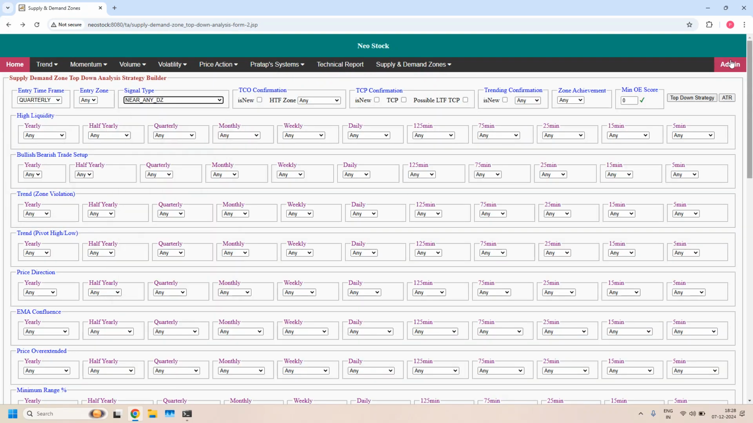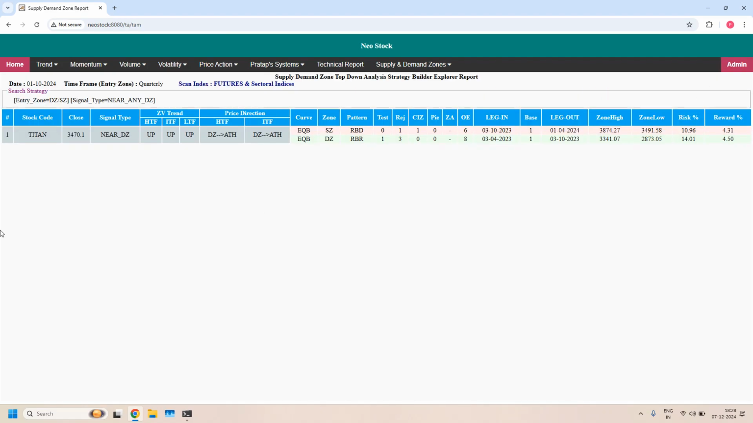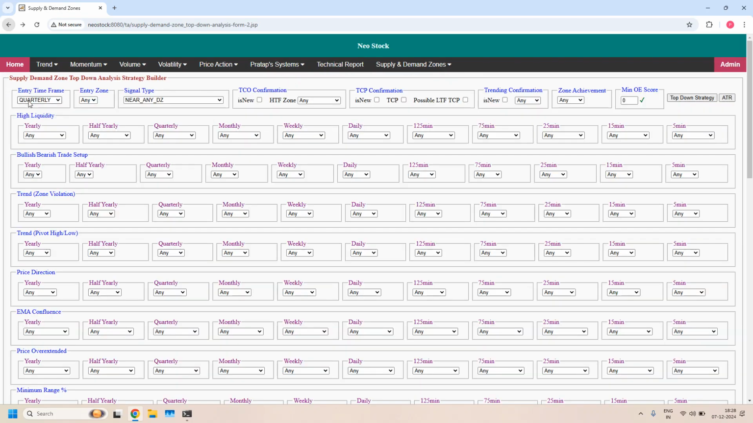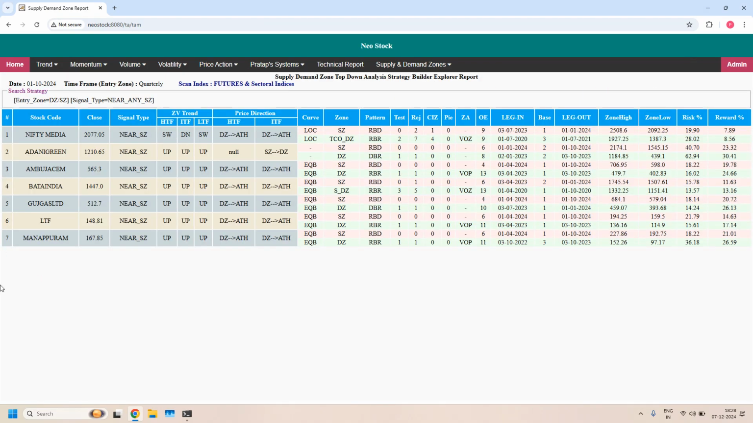Stocks near quarterly demand zone. One stock is filtered. Next, quarterly time frame. Stocks near quarterly supply zone, 7 stocks are filtered.